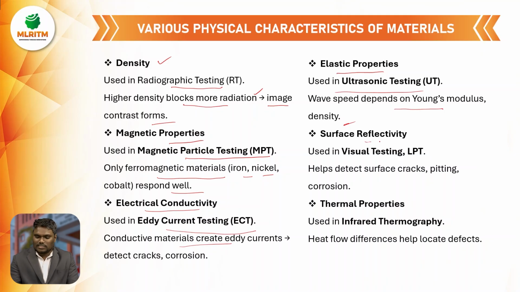Okay. And next, surface reflectivity is one of the characteristics of the material. It can be used in visual testing and liquid penetrant testing, and it helps detect surface cracks, pitting and corrosion. And the last property is thermal properties. Thermal properties are mainly utilized in infrared thermography, and it uses heat flow differences to help locate the defects.